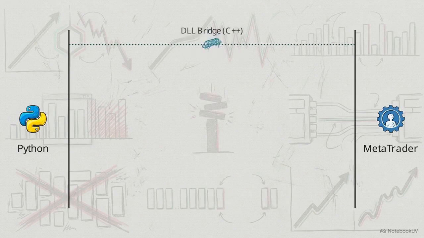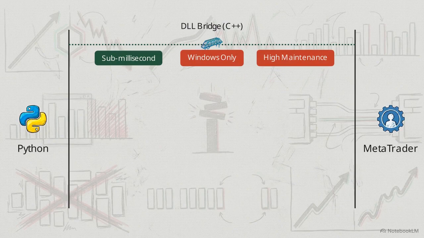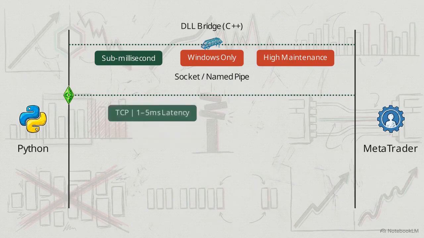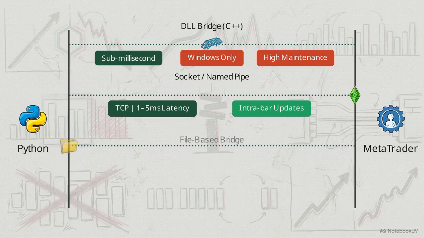The first connecting pathway is the DLL bridge. It compiles into a C++ library for sub-millisecond latency, but carries massive maintenance overhead and restricts deployment to Windows. DLLs should be reserved strictly for environments where extreme high-frequency execution is mandatory. Next is the socket or named pipe bridge. A Python process runs alongside the terminal, communicating via TCP. Socket bridges are the optimal choice for active strategies requiring intra-bar updates without the brittleness of a C++ compile.